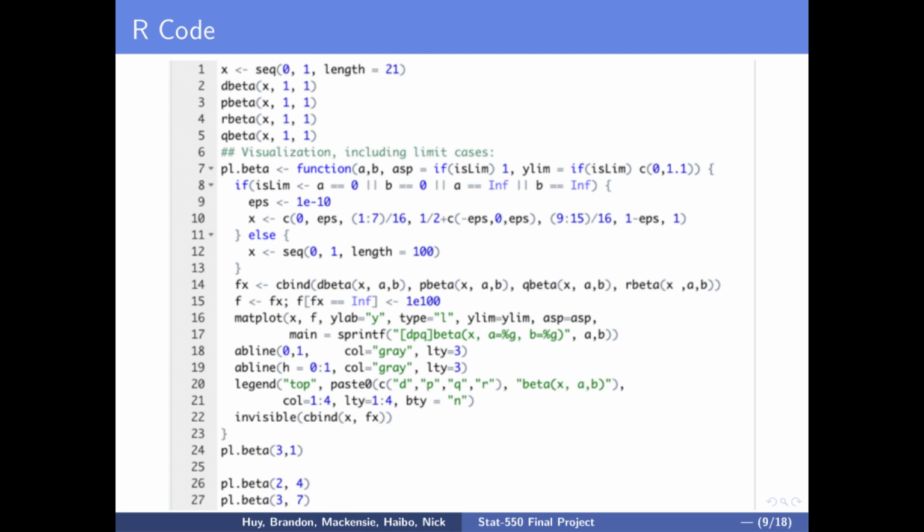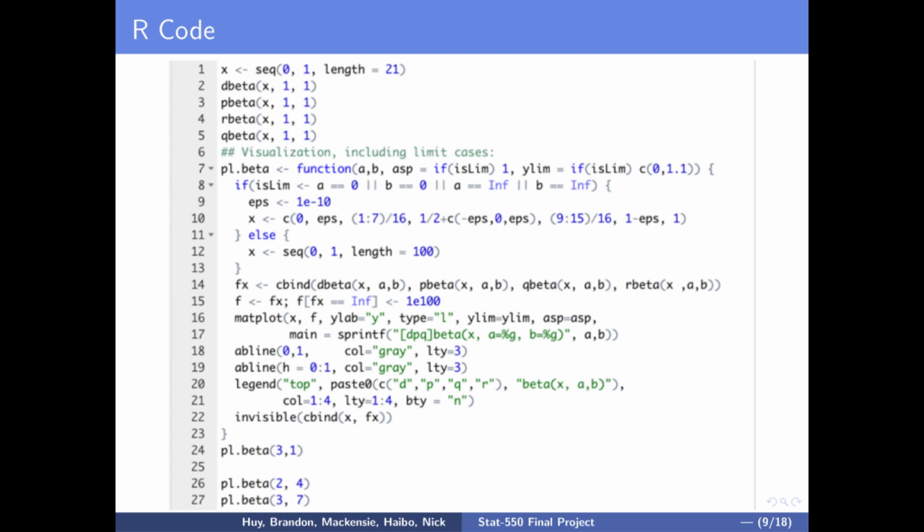Q beta is the quantile function of the beta distribution, also known as the inverse CDF or complementary CDF. Q beta and P beta mirror each other along the line x equals y, as in the examples later. R beta gives random data samples that conform to the specified beta distribution.